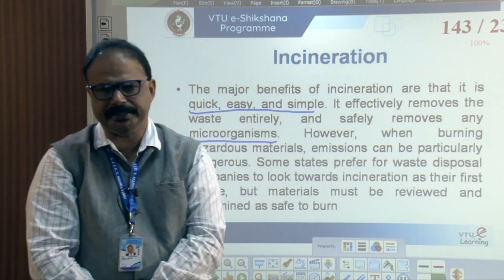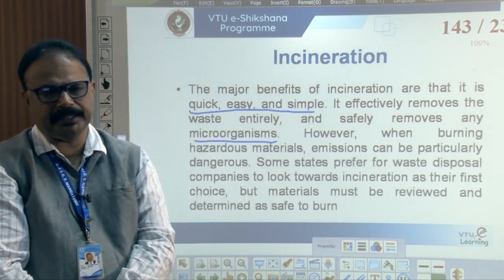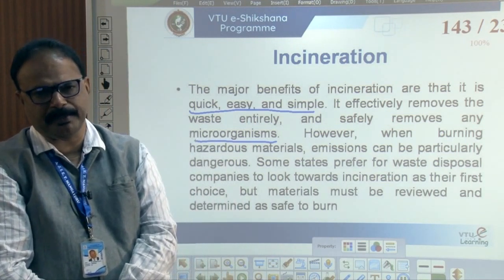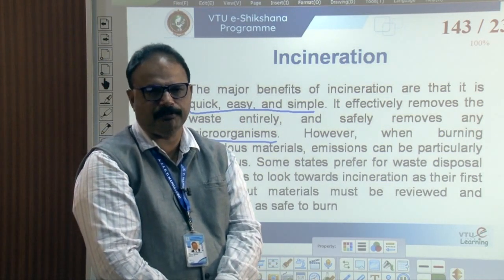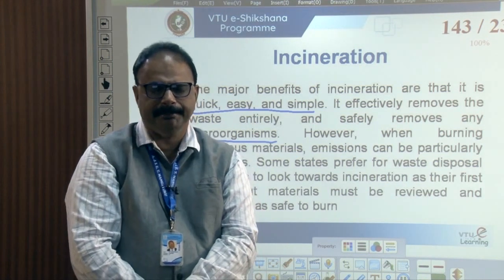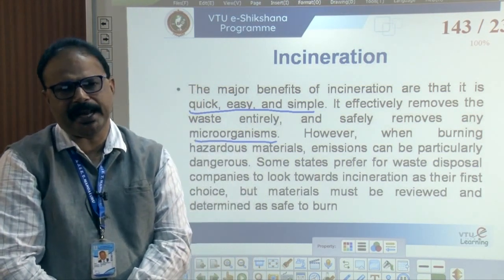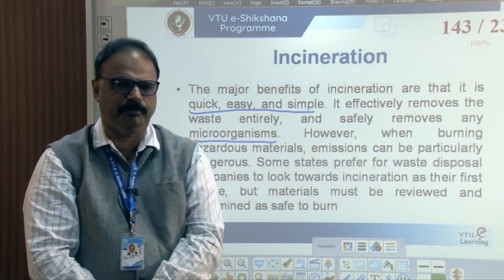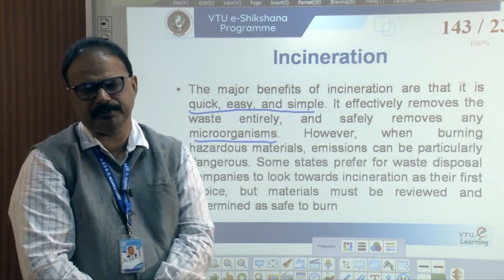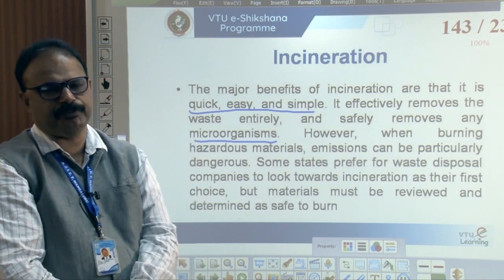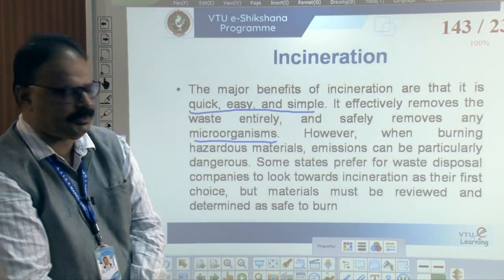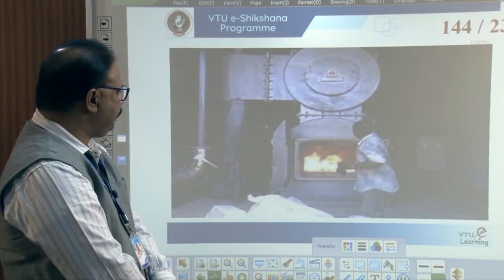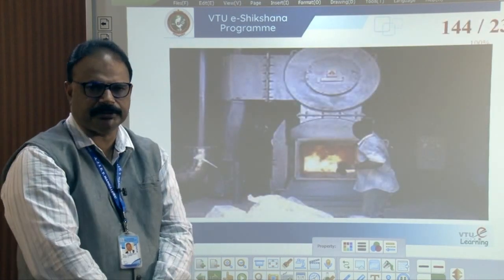However, when burning hazardous waste, the emissions can be particularly dangerous. Some states prefer that waste disposal companies look toward incineration as the first choice, because it is an easy, quick and simple method, but costly. Material must be reviewed and determined safe to burn. This is incineration. You can see different types of incineration, and this is the burning process.